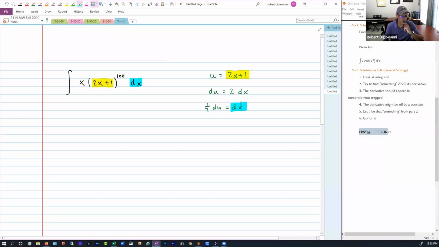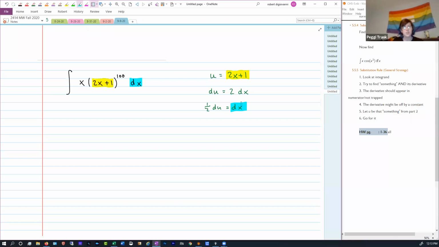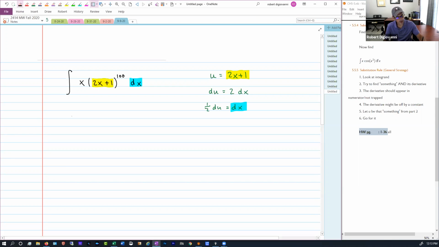So Peggy, what's still an issue here though? The x. That's exactly why I got stuck. Okay, so does everyone see that that x is a problem? Right now, if we replace things, here's what we would have if we started to rewrite this. We'd have a 1/2 out here. We'd have the du here. We would have u to the 100th power, but then we would have times x. And that's no good because we're trying to get the entire thing in terms of x. I mean, sorry, in terms of u, not x. So we still have to resolve this x.